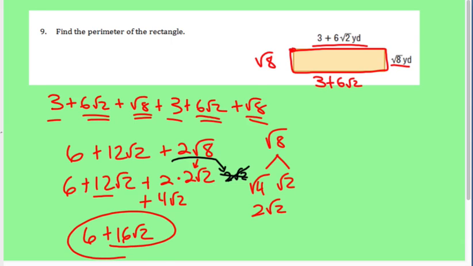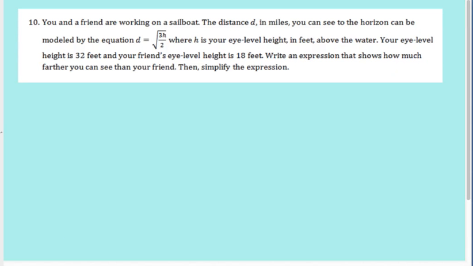There's my answer. So you and your friend are working on a sailboat. The distance in miles you can see to the horizon can be measured by the equation D equals square root of 3h over 2, where h is your eye level height in feet above the water. Your eye level height is 32 feet, and your friend's eye level height is 18 feet. Write an expression that shows how much farther you can see than your friend.